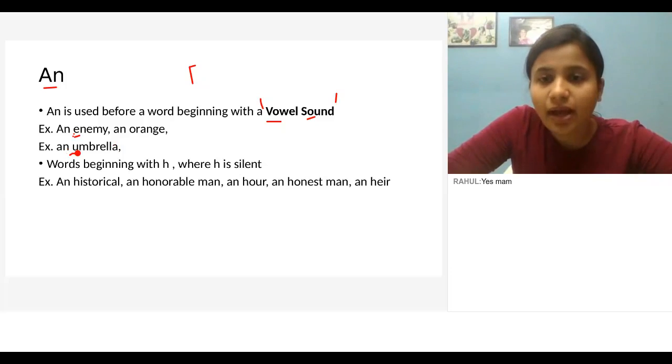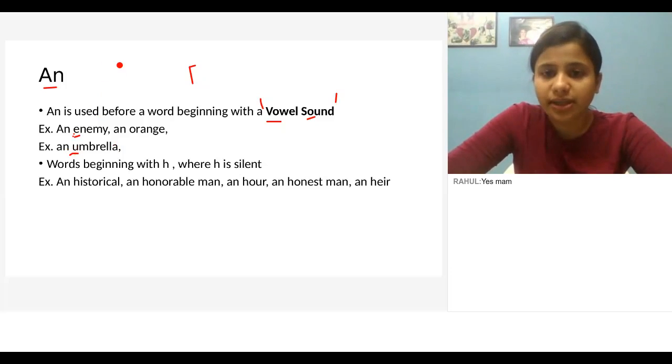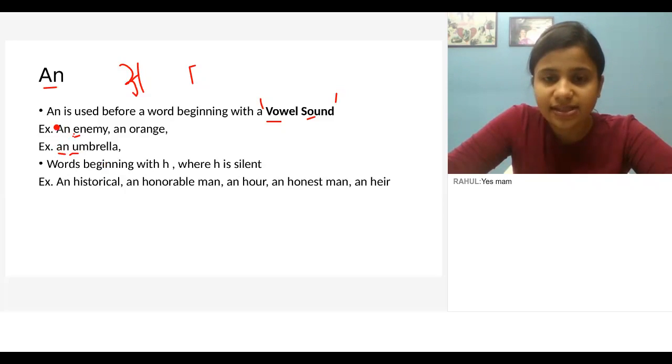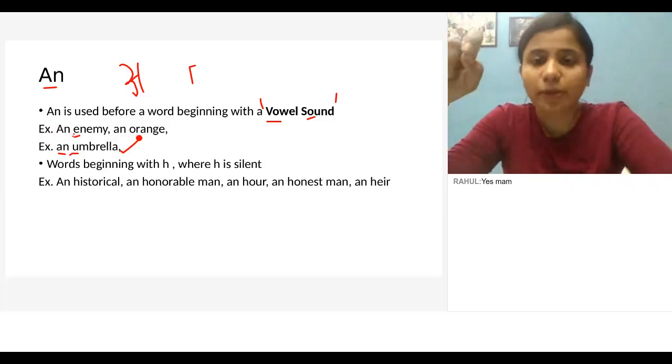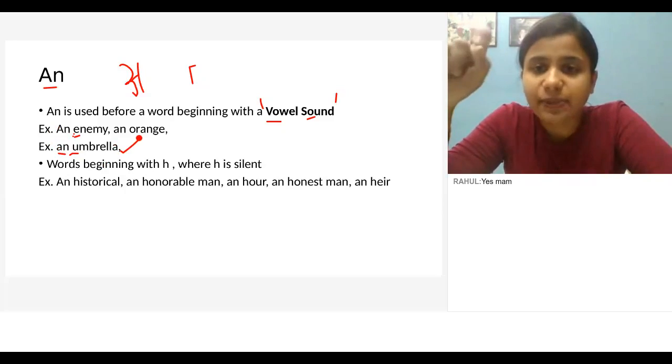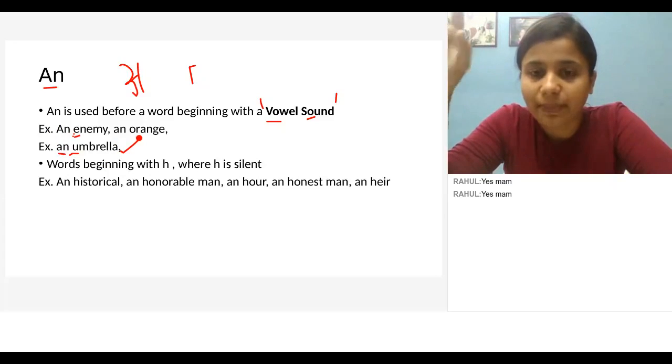And now if you say an umbrella, in Marathi or Hindi, umbrella starts with a, right? So umbrella starts with a and not u. That is why you place an before it. Is this clear? Why an umbrella? Not because of the u vowel, but because of the sound that umbrella makes.